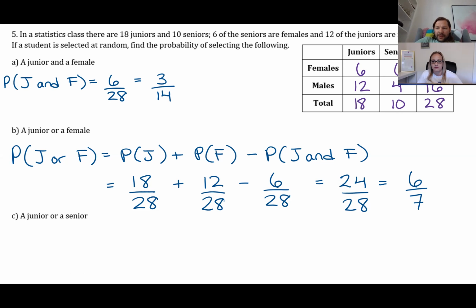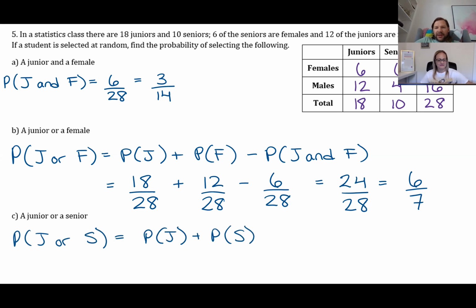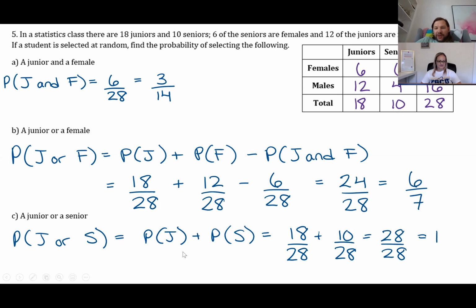Okay, and then junior or a senior, where intuitively everyone in the study was either a junior or senior. So that should be 1, but we can also do the calculation. So the probability of being a junior is 18 over 28, and the probability of being a senior is 10 over 28, so you get 28 over 28, which then reduces to 1. So we're certain in this study to either pick a junior or senior because that's the entire sample space.